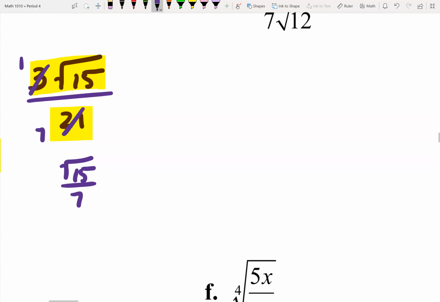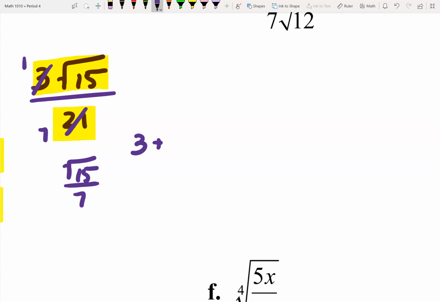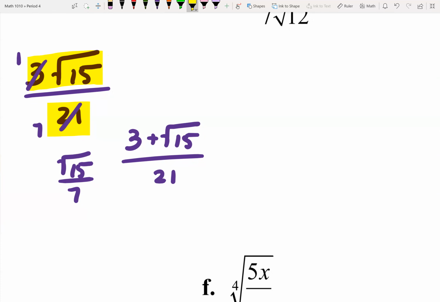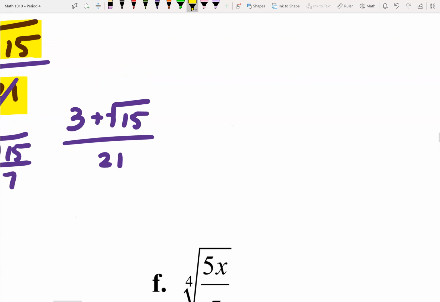Okay, there's one more thing I want to say. What about this? 3 plus the square root of 15 over 21. My question is, and you're answering before I even ask it, which I love because you're anticipating what I'm going to ask you: can I cancel the 3 and the 21? No. Have we talked about being rude yet? Have I talked about being rude? Okay, I'm going to tell you. So, yeah, don't be rude.